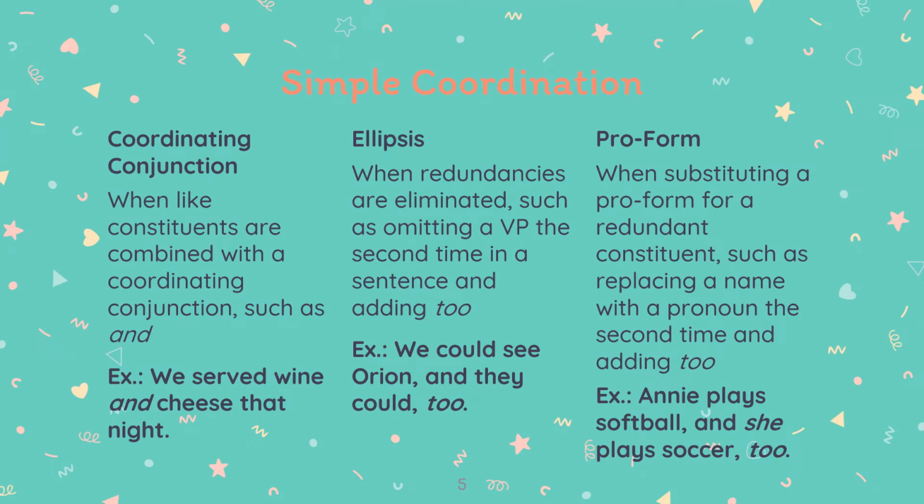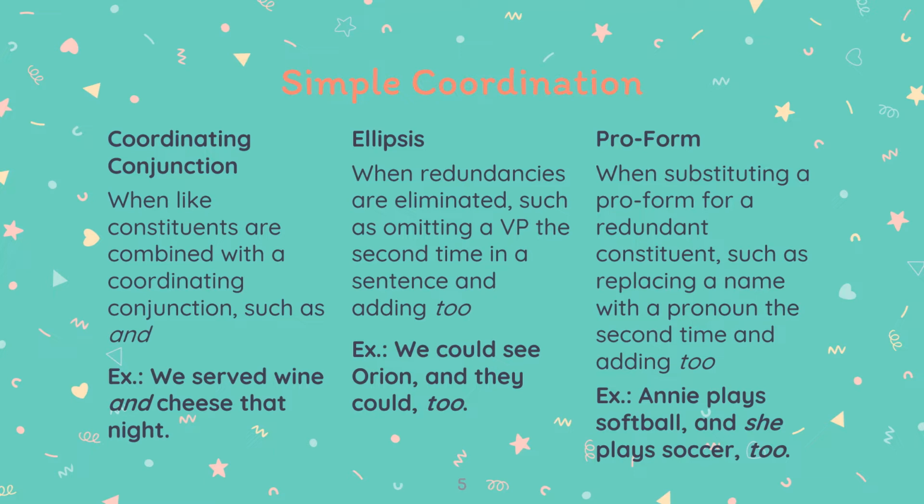The textbook focuses on simple coordination as well as complex coordination. Simple coordination is divided into three different kinds. First of all, coordinating conjunction is when like constituents are combined with a coordinating conjunction, such as the word and. Here's an example. We served wine and cheese that night. The word and is the coordinating conjunction.